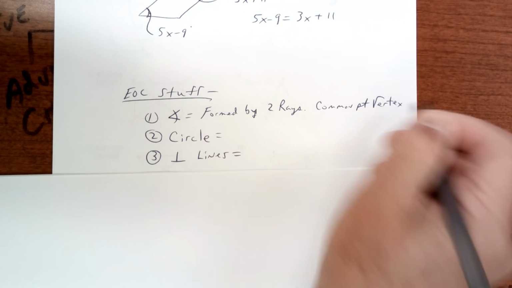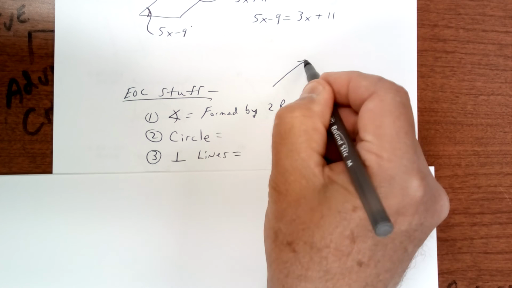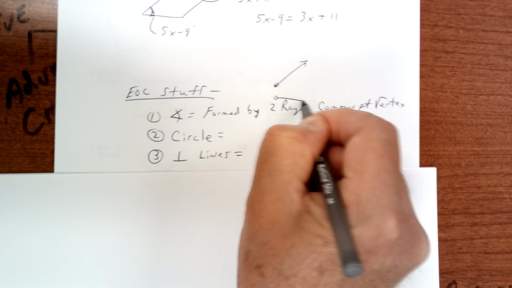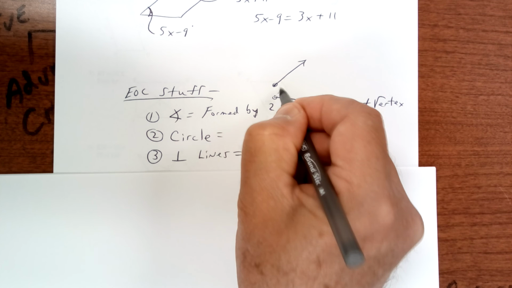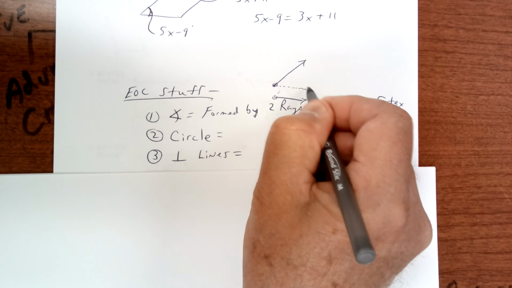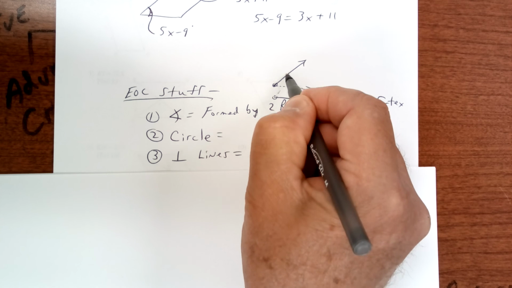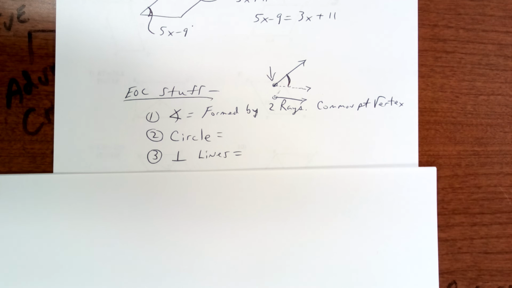So an angle, that's a ray, and if you connect this ray right here with that one, move it up, it would look like this. So this ray plus this ray forms this angle, and the common point is called the vertex. Make sure you know that. So 2 rays form an angle.